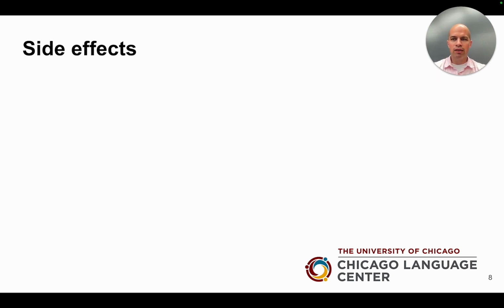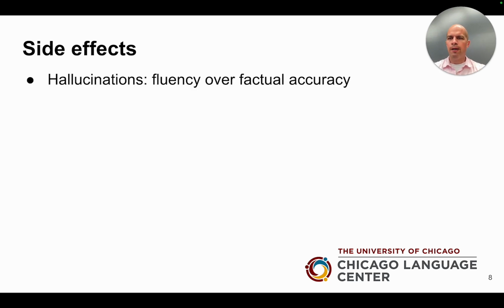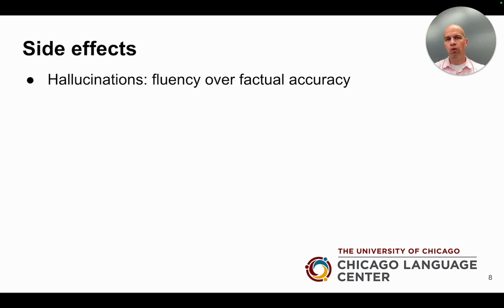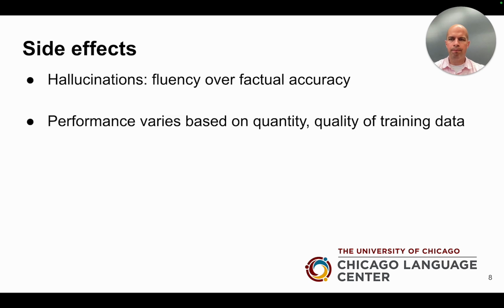So some side effects of the training and of what they can do now. There are hallucinations, where they just make things up, and part of that is because they favor fluency over factual accuracy. They're more worried about appearing to be right than about whether they're right or not.